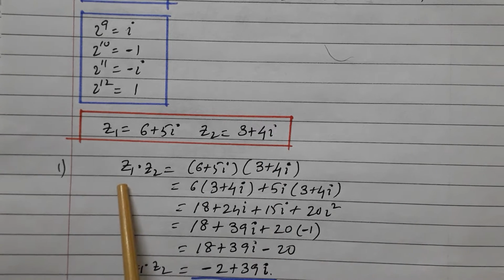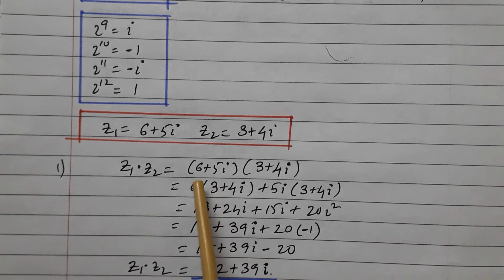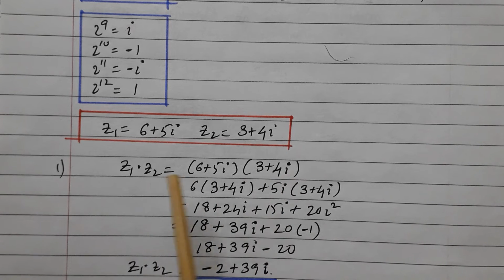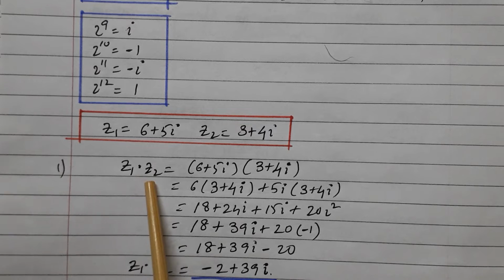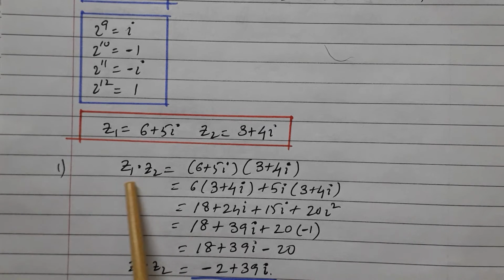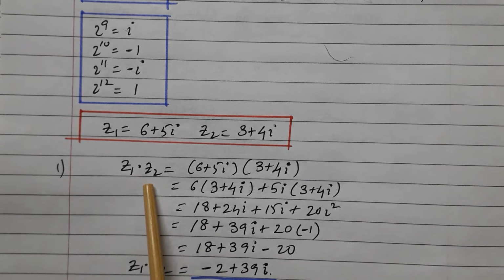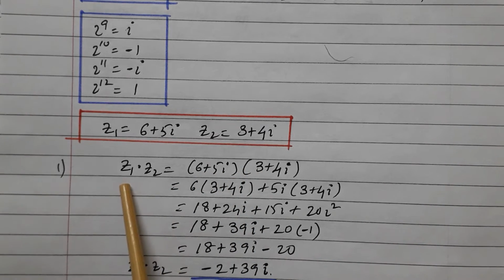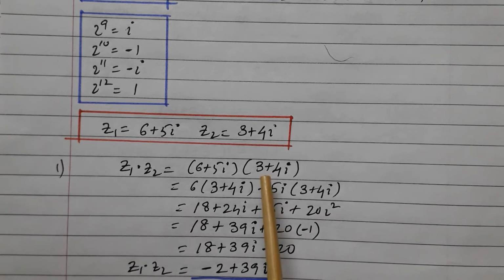Now here we multiply z1 into z2, that is equal to 6 plus 5i into 3 plus 4i. Here the order is not important in multiplication. z1 into z2 or z2 into z1 will give us the same result, because multiplication is commutative. So it doesn't matter whether you place z1 into z2 or z2 into z1, the result would be the same. So z1 into z2, let us multiply this.